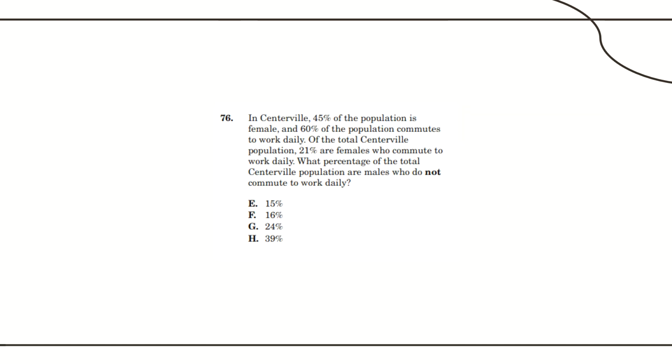This one says, in Centerville, 45% of the population is female, and 60% of the population commutes to work daily. Of the total Centerville population, 21% are females who commute to work daily, and it asks for this. This is the type of question where it gives you 2 criteria: you can be either female or male, and you can either commute to work daily or not. That's why we're going to draw a table right here.